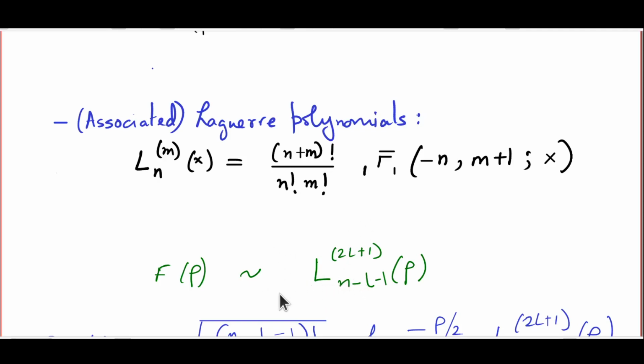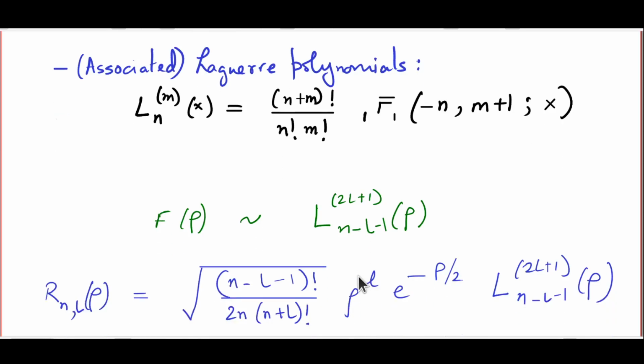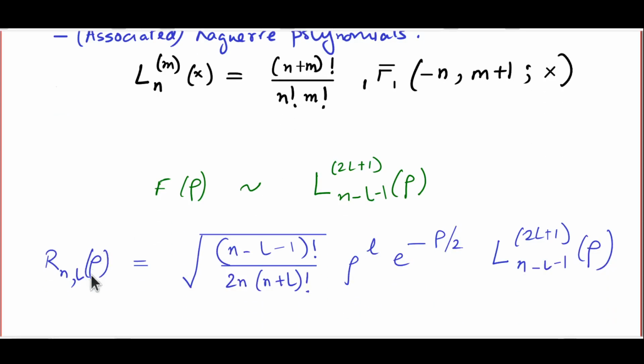There are factors in the front, but after all that will be absorbed in the overall normalization anyway, and this is really capital L of 2l plus 1, where small k is of course n minus l minus 1. This n is the principal quantum number, not the n up here. So F of rho is basically an associated Laguerre polynomial with parameters n minus l minus 1 and 2l plus 1 of the variable rho. And when we plug this back into the expression for the radial wave function, we end up with this expression for R_{n,l}(rho).